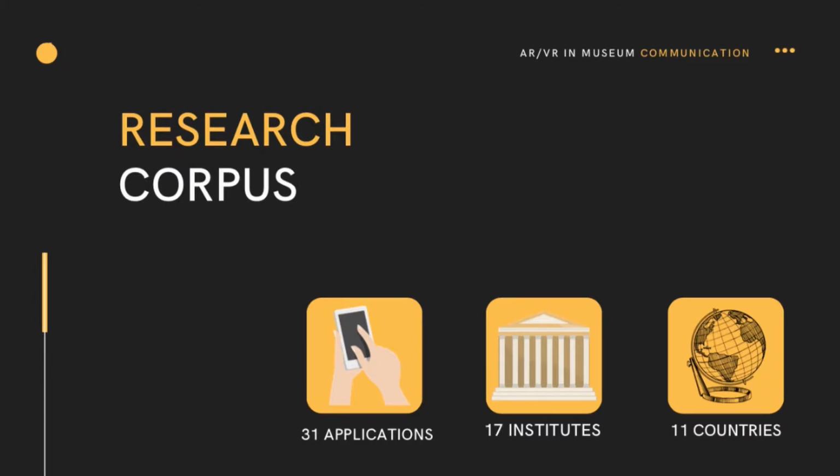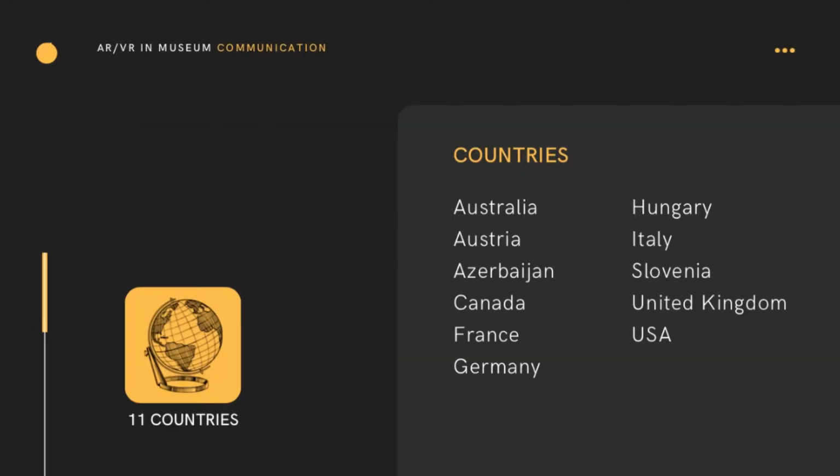This comparative study is based on participant observation of 31 exhibition applications in 17 institutions in 11 countries. In most of these countries, we visited personally during the examination. Some of them were installed in an international exhibition, like the Biennale in Venice, or the application is downloadable and it supports usage outside the museum also.